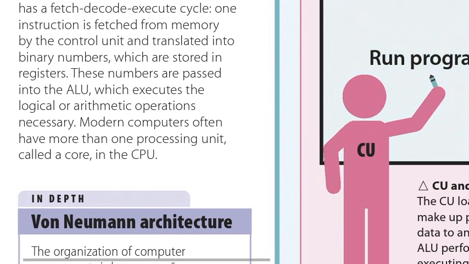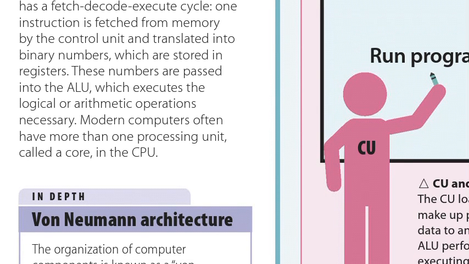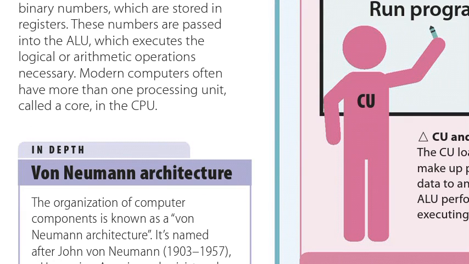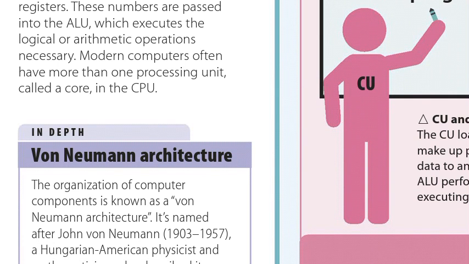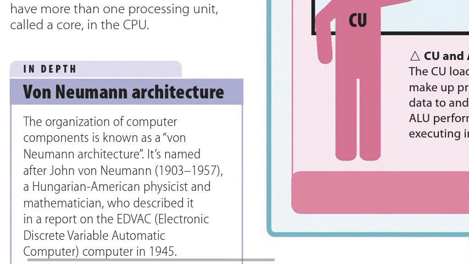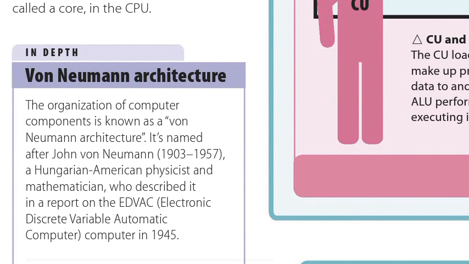The CPU has a fetch decode execute cycle. One instruction is fetched from memory by the control unit and translated into binary numbers, which are stored in registers. These numbers are passed into the ALU, which executes the logical or arithmetic operations necessary. Modern computers often have more than one processing unit, called a core, in the CPU.